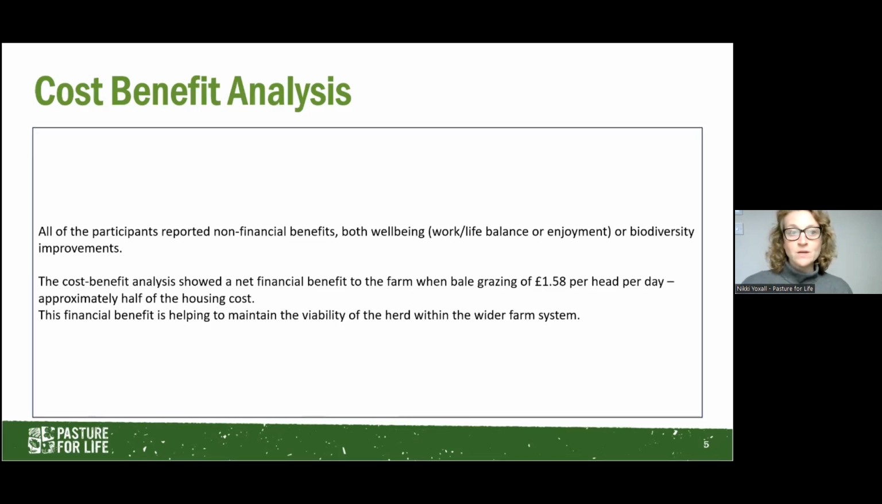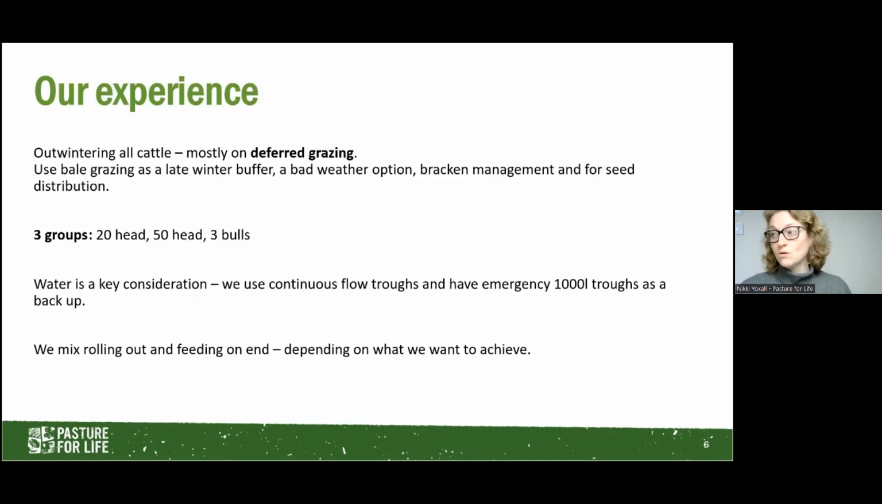And for us, in our experience, we outwinter all of our cattle. So whereas Jock was outwintering his cows and then housing his calves, for us, every animal gets outwintered. We don't have sheds, and mostly it's on deferred grazing. And we use bale grazing as a late winter buffer, a bad weather option. And we also use it for bracken management and seed distribution. So we buy in species-rich bales that come from donor sites that have very species-rich grassland. And that's what we're using for our bale grazing.